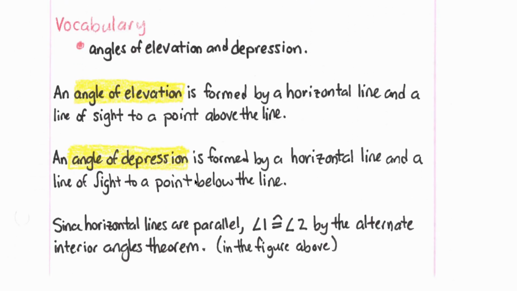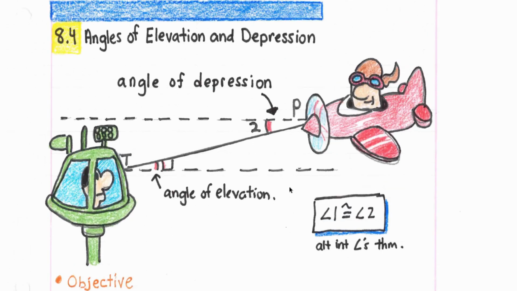An angle of depression is formed by a horizontal line and a line of sight to a point below the line. So here's the pilot. Here's a horizontal line. And here's the pilot's line of sight from P to T, below that horizontal line. And so that makes angle 2 an angle of depression.